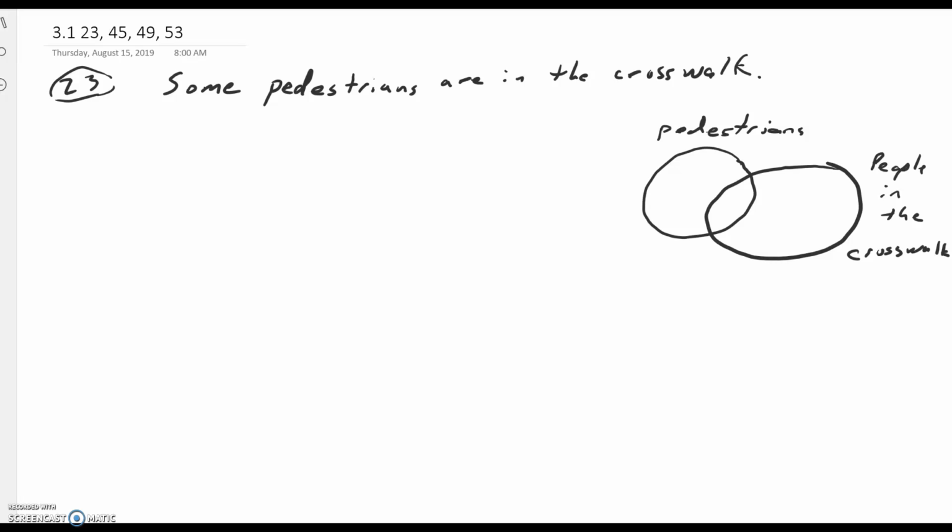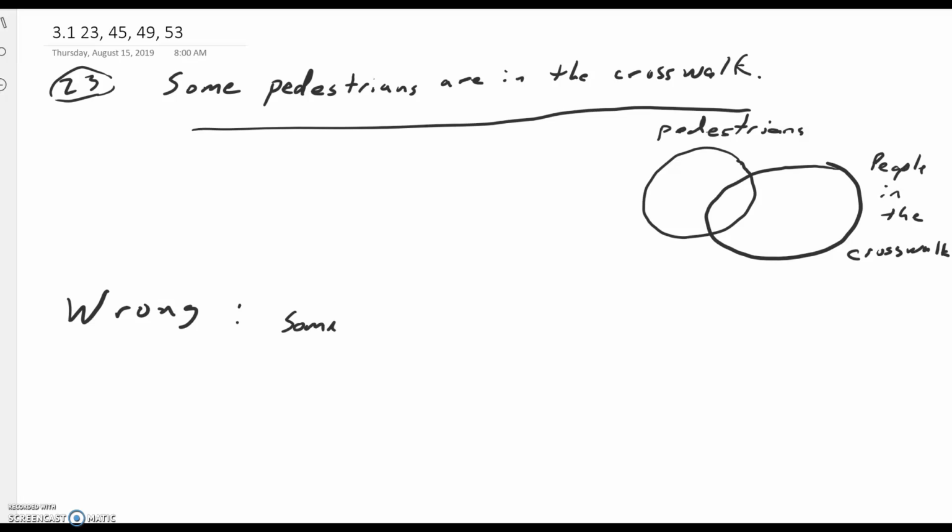Negating a some statement or an all statement is really tricky. Many people think you just put a not in, and so this is wrong. Don't do this. But some people think that to negate this statement, some pedestrians are in the crosswalk, it's okay to put some pedestrians are not in the crosswalk.